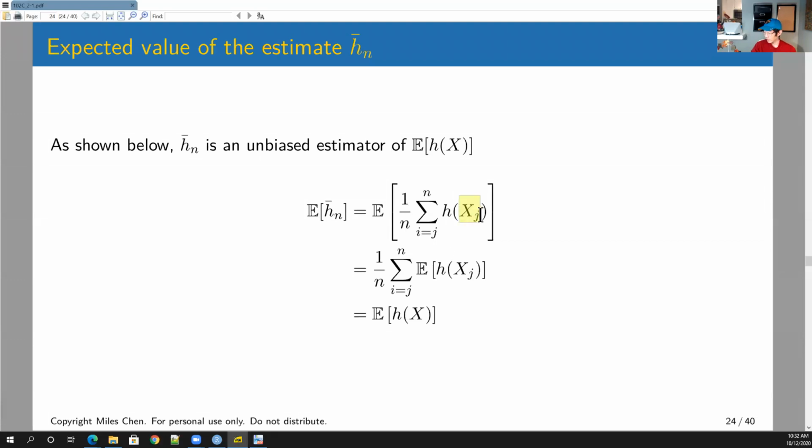All of your x of j's are basically just the same random variable x. So if we sum up 1 through n of these, we're going to have n times the expected value of h of x, and that's going to cancel out the 1 over n. And so we're just going to get this. This is very much like the proof of why the sample mean is an unbiased estimator of mu. Basically the sample mean of this function h is going to be an unbiased estimator of the expected value of h.